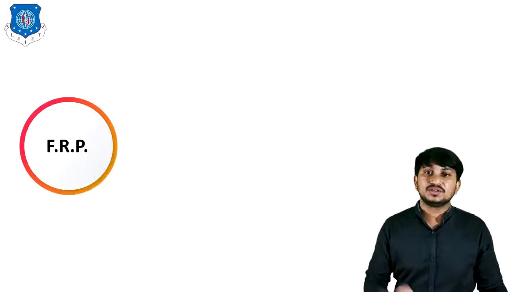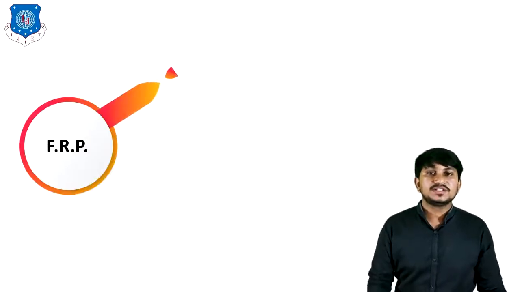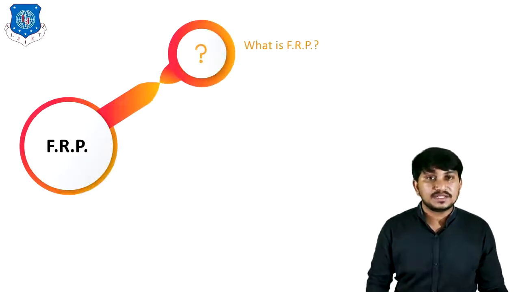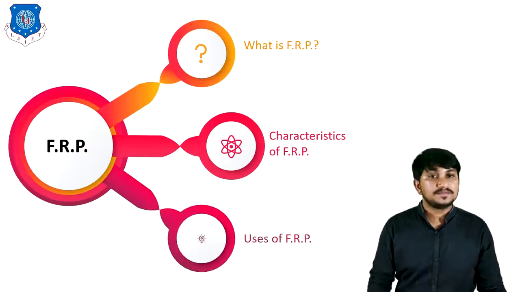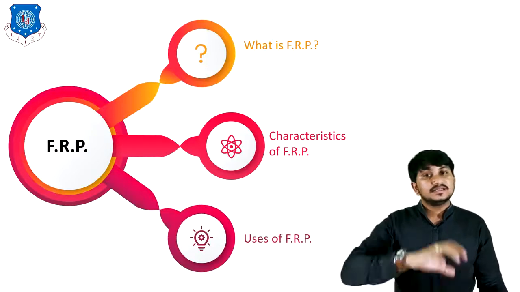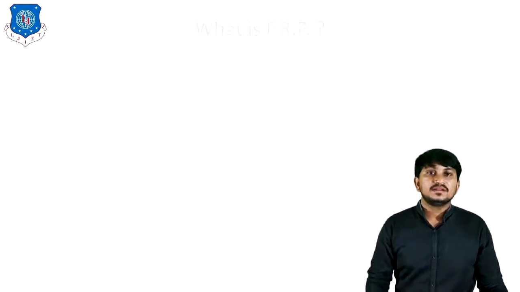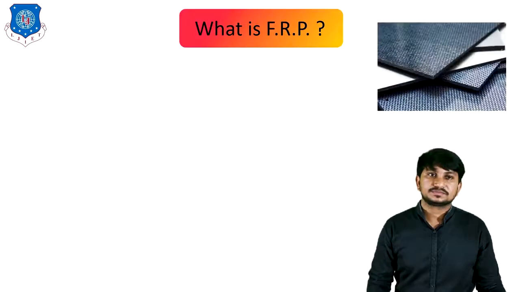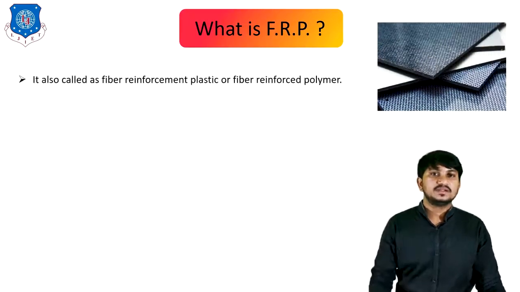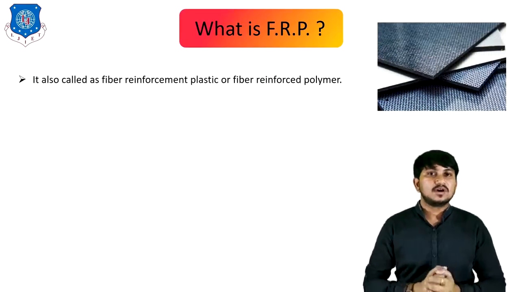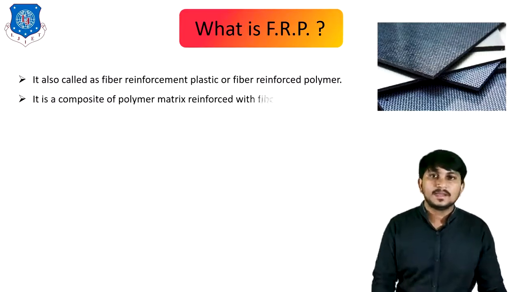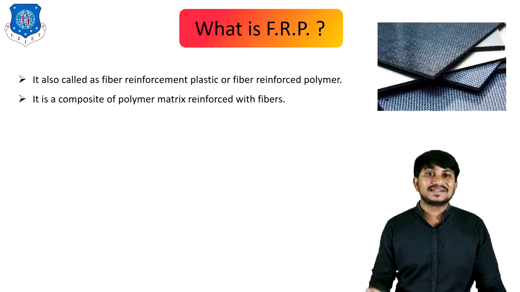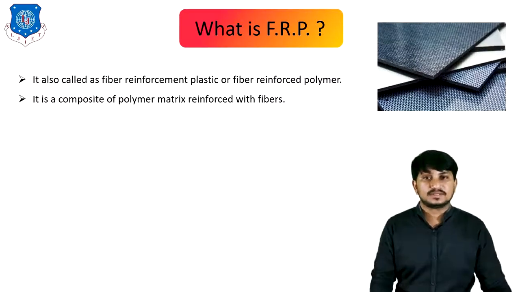Okay, now let's discuss the fourth material in today's lecture, which is FRP, in which first we will discuss what is FRP, various characteristics of FRP, and lastly we will discuss their uses. Okay, let's discuss what is FRP. This is the FRP sheet. Okay, FRP is called fiber reinforced plastic or fiber reinforced polymer. Okay, it is a composite of polymer matrix reinforced with a number of fibers.